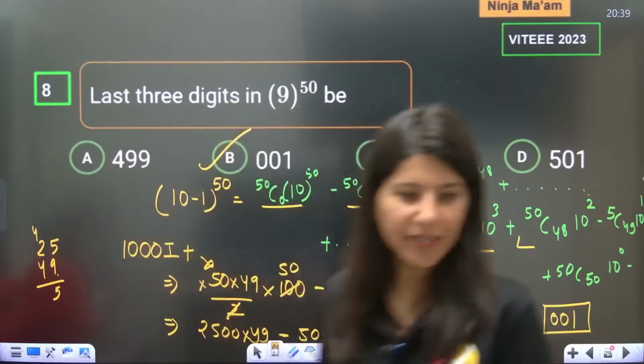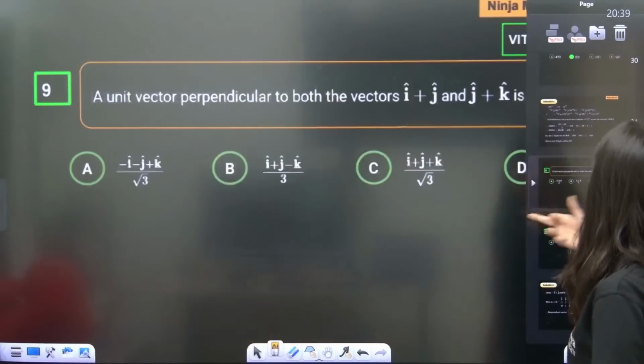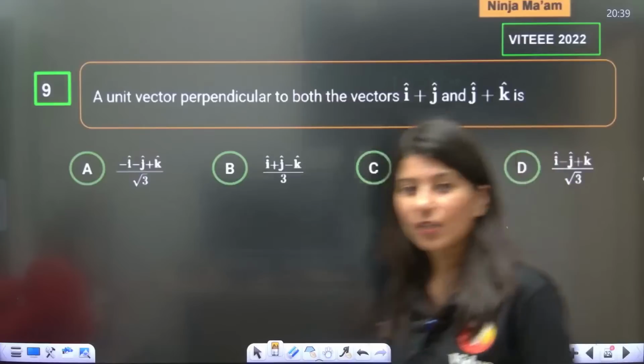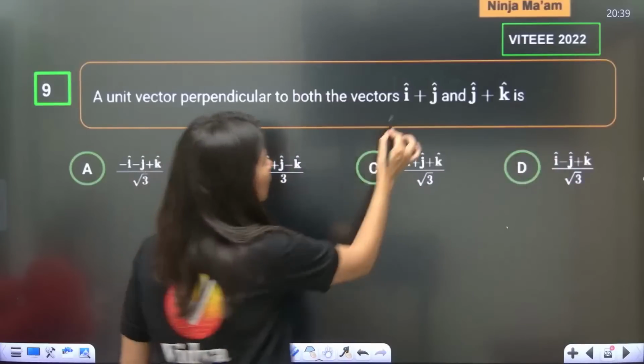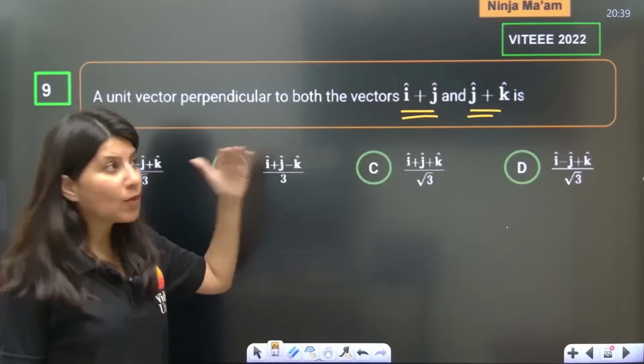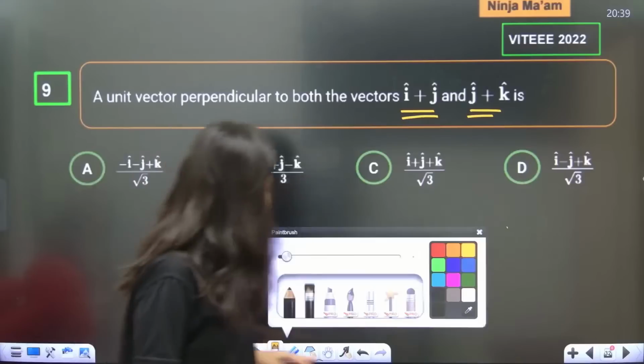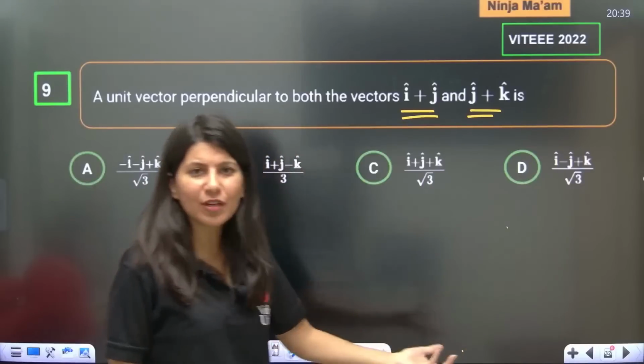Okay. Alright. Next question on your screen. Again, a very easy question. A unit vector perpendicular to these two vectors. So, this is again the same concept which I have been telling you since your JEE days. Now, the JEE days are gone. The April attempt is almost done for every student.